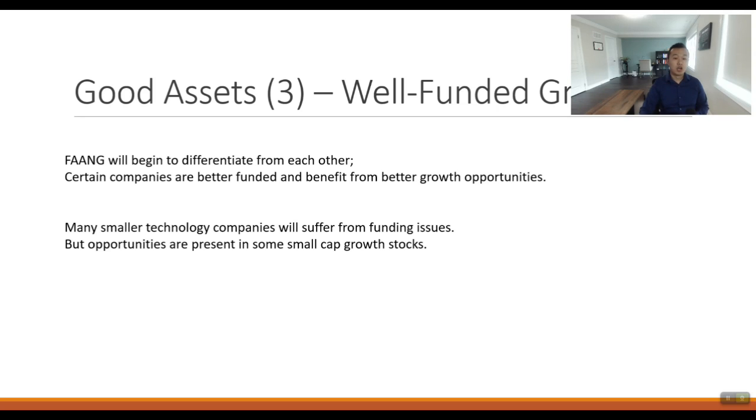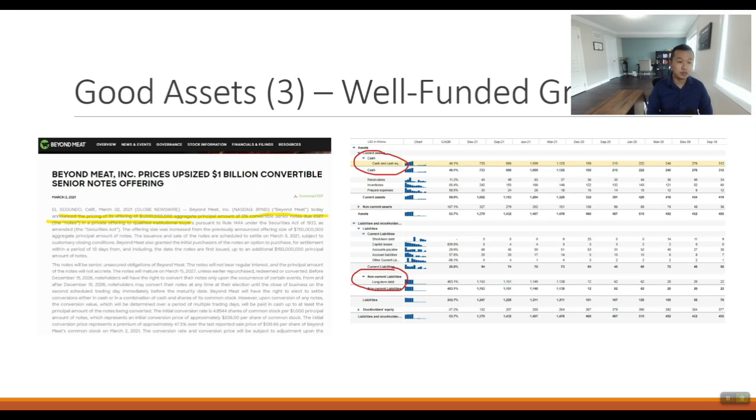They're going to suffer. However, I do believe the opportunities are there for certain technology stocks. So this is Beyond Meat. In March 2021, probably the best time in terms of Beyond Meat stock, they had a note offering. They had $1 billion of convertible note, I think converted at $206. Now the stock is 40 something.